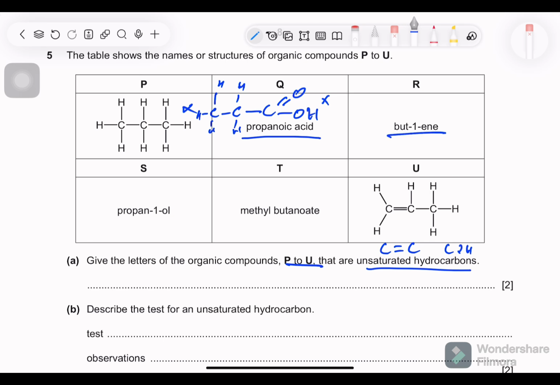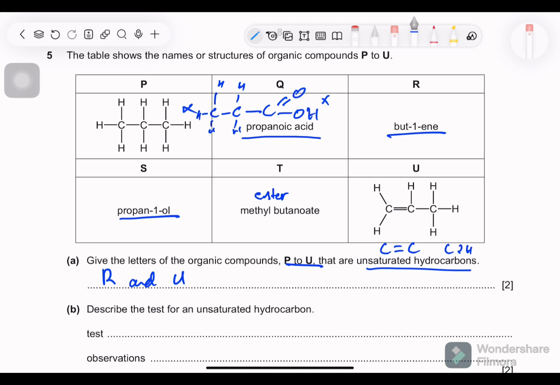But-1-ene is an alkene, which is a hydrocarbon containing a double bond. So R, again, an alcohol. Just to be very frank, unsaturated hydrocarbons means alkenes in simple terms. So this is an ester. Esters are not unsaturated hydrocarbons. U is again an alkene containing a carbon-carbon double bond. So R and U.